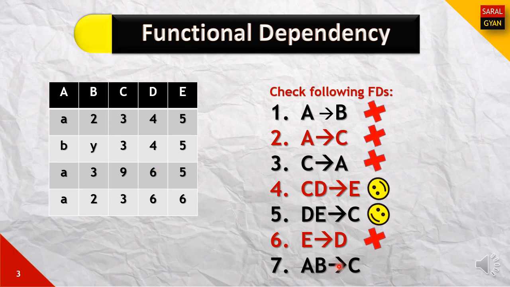AB to C, AB, A2, and this is also A2. So for this A2 the value is 3, for this A2 the value is again 3, so this also holds good. So in this way we can check whether a particular functional dependency will hold or not hold by looking at a particular table, in the context of that particular table.